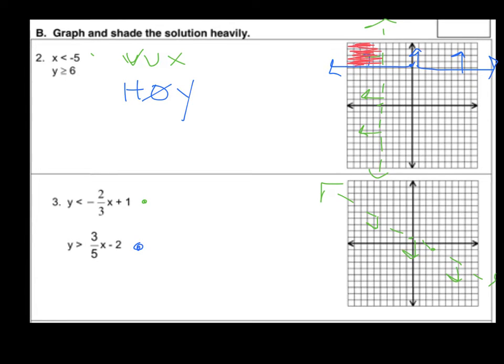And now I'm going to graph my second line. The y-intercept is at -2. My slope is 3/5, so I'm going to rise 3 and run 5 to the right.